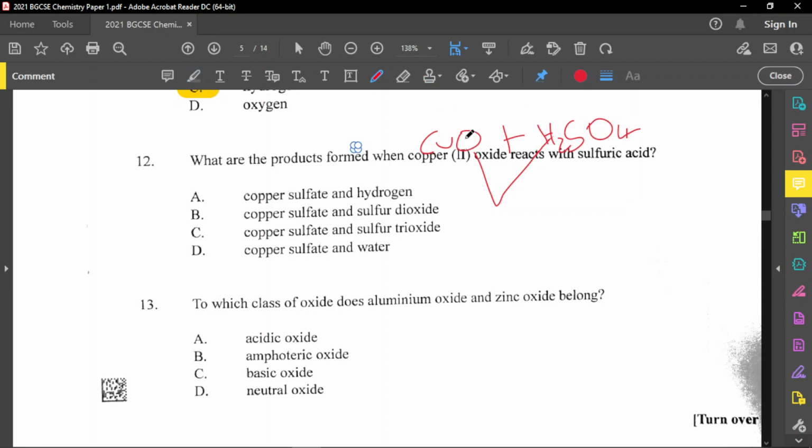Again, let me just put this here: the copper will replace the hydrogen and react with the sulfate to form copper sulfate. The H2 reacts with the oxygen to form water. So that's our answer there, D.